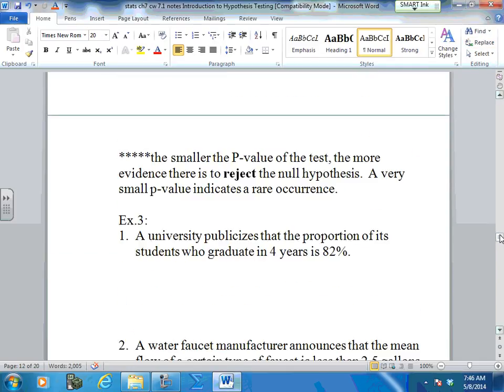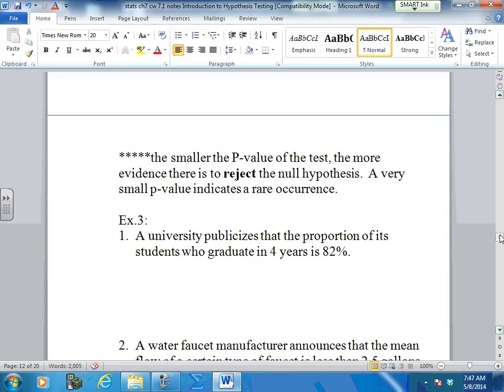Now, the smaller the p-value, the smaller the probability, the smaller the area under the curve, bless you, the more evidence there is to reject the null. I need you to think about this for a minute. If there's a very small probability that that's going to happen, then we're going to say reject the null. A very small p-value indicates a rare occurrence, right? Like if it's less than 2, less than -3, whatever that is, there's your very small occurrences. It kind of fits into the scheme of your curve.